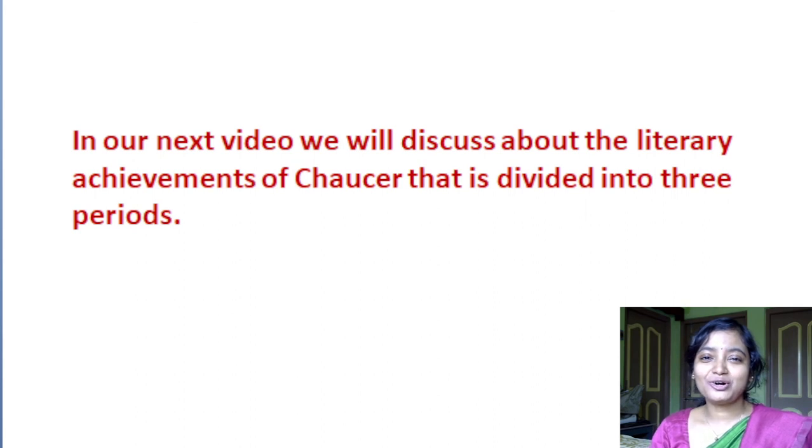Okay, so in our next video, we will discuss the literary achievements of Chaucer, which are divided into three periods: Italian, French and English. We will discuss these three periods in detail in our next video. In this video, we covered the social and political scenario, the unrest, the Black Death, the Hundred Years' War, all these, and how society was gradually changing, how language was changing, and this type of thing.